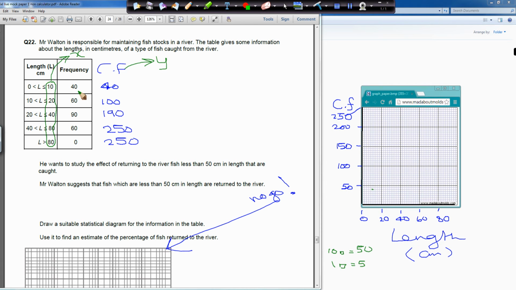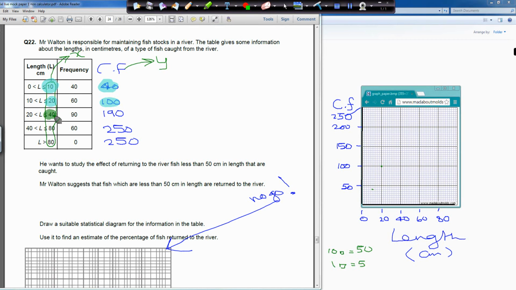The next one here, so we've done the first one. We plotted the 10 along with the 40. Now the next is going to be 20 with 100. So we have to do 20, 100. Okay, 20 is over here, and up by 100 is a nice one. That one's going to be here. Lovely. Okay, let's get the next set of coordinates.